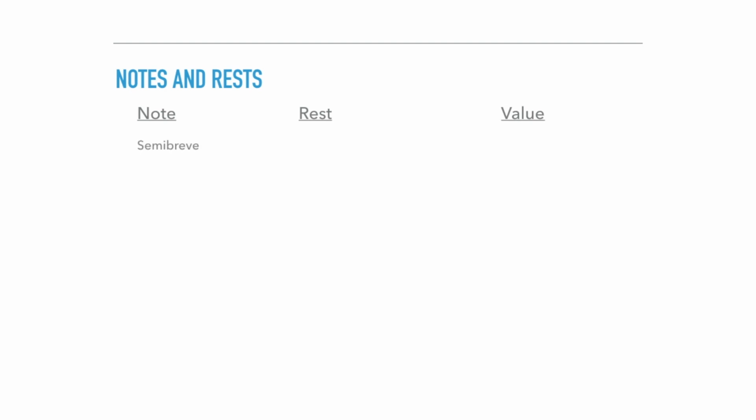So starting with the longest note, a semibreve. This just looks like a circle and it lasts 4 beats. And the semibreve has a rest, a semibreve rest, which is a little rectangle hanging from the second line of the stave. And this is also 4 beats, but it's 4 beats of silence.